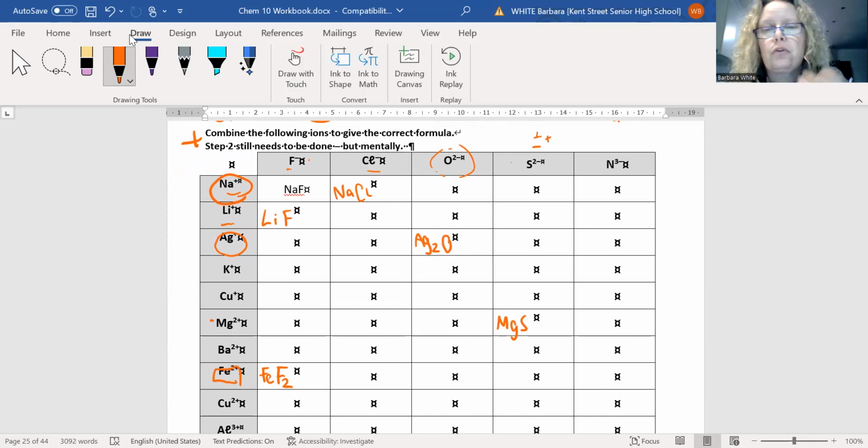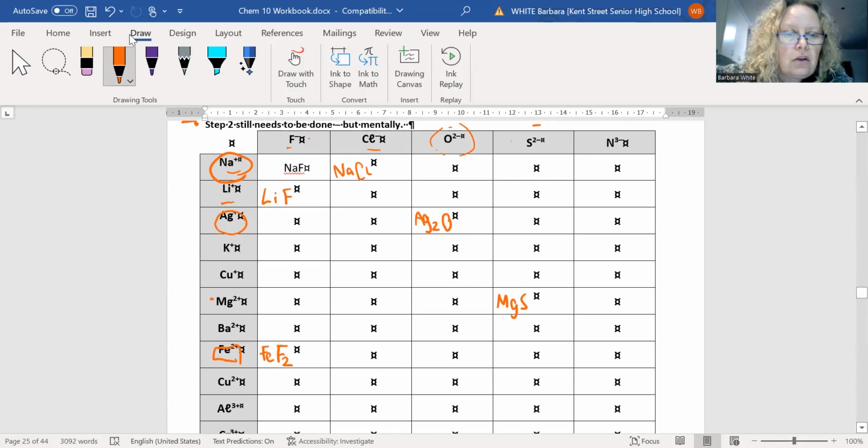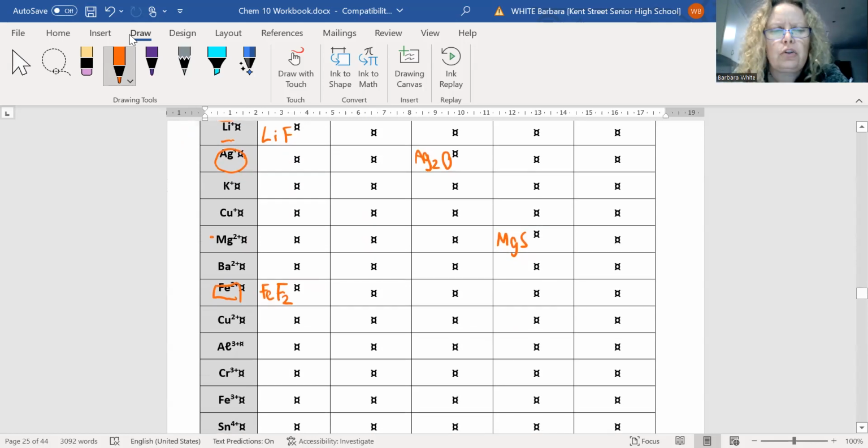So all you need to do is put the right number of atoms of cations with the right number of anions till the charges balance. So if you've got 2+, then you're going to need 2 single minuses or a 2 minus. Now, when you get threes with 2s, they're a little bit trickier.